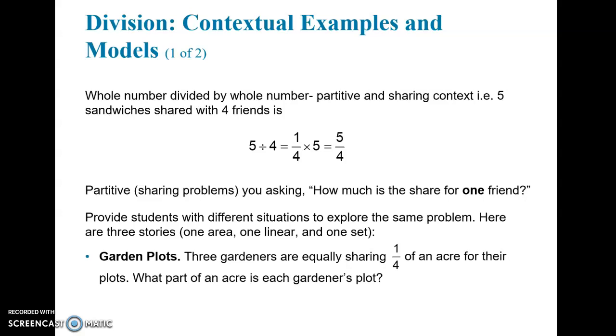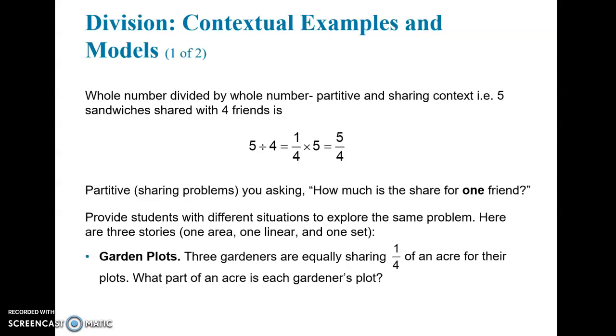A partitive or sharing context is helpful in interpreting division of a whole number by a whole number. In the example, 5 divided by 4 is equal to 1/4 times 5. So 5 divided by 4 is division, and 1/4 times 5 is the inverse of 5 divided by 4, which equals 5/4. You could lay out 5 sandwiches, or a diagram of sandwiches, and cut them into 4s.